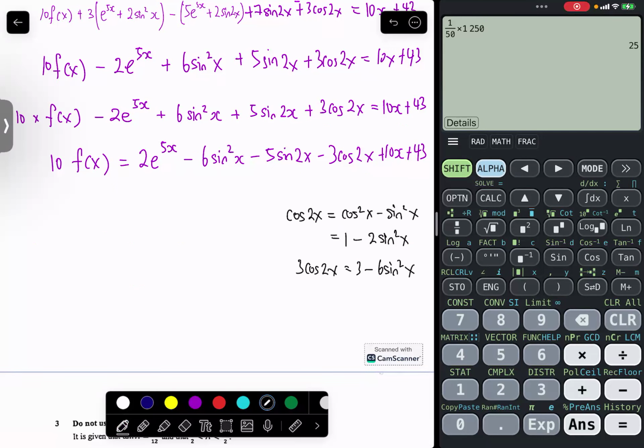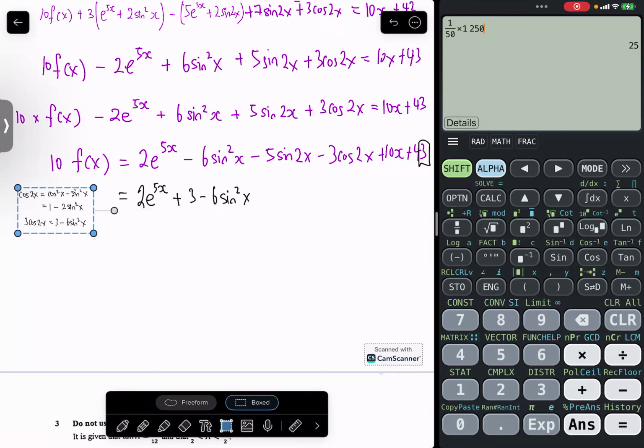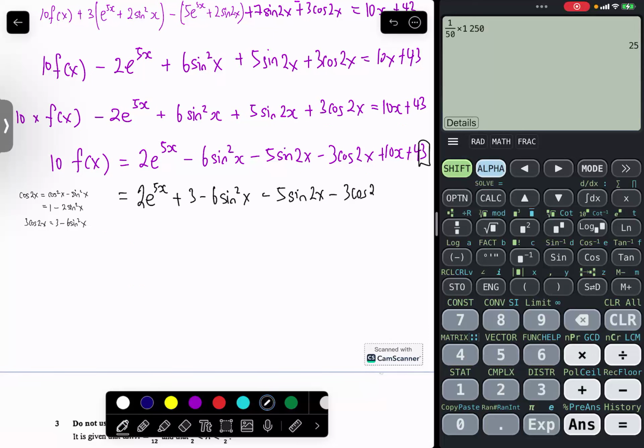Okay, so what is going to happen down here? From the 40, I'm going to borrow a 3 out of it so that I will have 2e^5x plus 3 minus 6 sin²x, minus 5 sin 2x minus 3 cos 2x plus 10x plus 43 plus 40, right? So I borrow the 3 over.